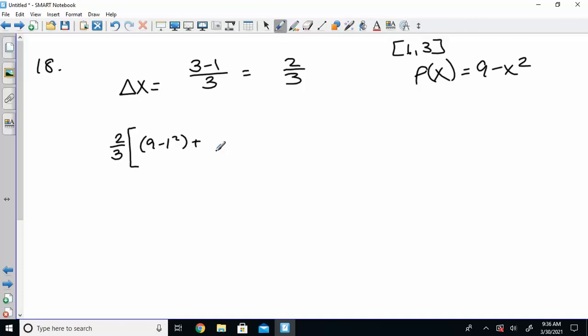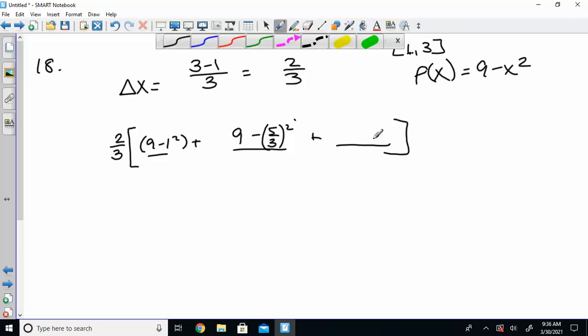How many of these am I going to have? Just 3, because I said n was equal to 3. The next one, you add your change in x. So 1 is like 3 over 3, plus 2 over 3 would be 5 over 3. So you have 9 minus 5/3 squared. If you add 2/3 to that, you get 9 minus 7/3 squared. You have to do length times width, so you're taking all those times the change in x, which is 2/3.